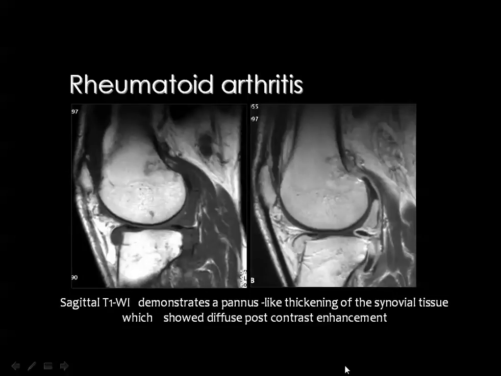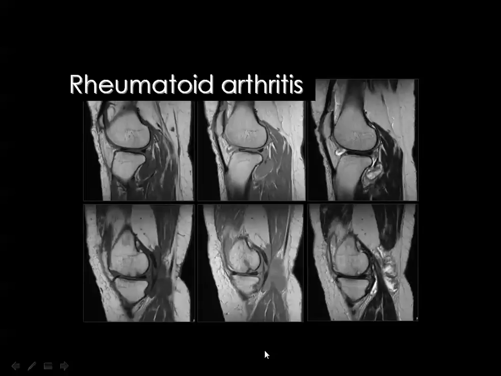This is one of the manifestations of rheumatoid arthritis, which is synovial hypertrophy, thickening, and enhancement. In the T1 weighted image, you can see these low signal structures which have been enhanced after contrast injection in this T1 weighted image post contrast, representing synovial hypertrophy, thickening, and enhancement. And this is the case of rheumatoid arthritis of the knee, involving mainly the synovium.